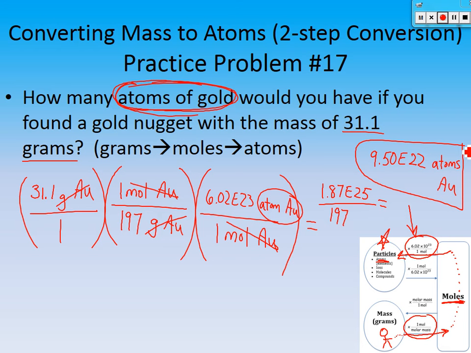That's kind of interesting, isn't it, guys? If you found a nugget that had the mass of 31.1 grams, it would have a ton of gold atoms in it, right? Times 10 to the 22nd, so you would have to move this decimal 22 times to the right. That's a lot of gold atoms. So, kind of interesting. Okay, again, nothing new, just adding another step here, two-step problems.